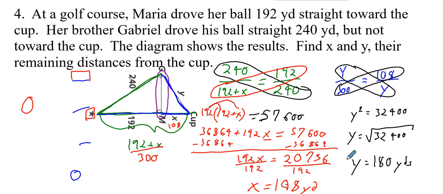So you can see the importance here of playing golf and being able to hit it straight towards the hole. Even though Gabriel had a longer drive, he's still ending up further away than Maria, who drove short but straight. Okay, that concludes our notes today on similarity and right triangles. Please bring any questions you have to our office hours.